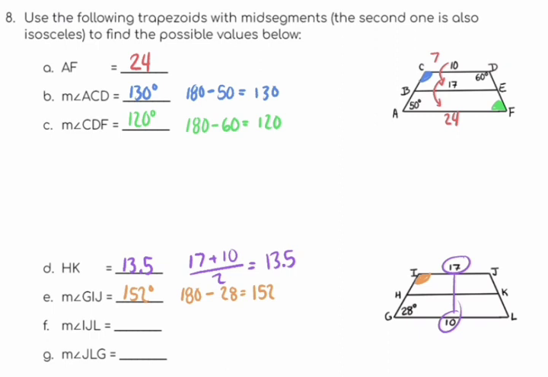Non-consecutive base angles add up to 180 degrees, so we have 180 minus 28, which is 152. But the second trapezoid is said to be isosceles, so if the orange angle is 152, that means the pink angle is 152. And the light blue angle matches up with the angle on the other side, which is 28 degrees, and we've now finished this review.